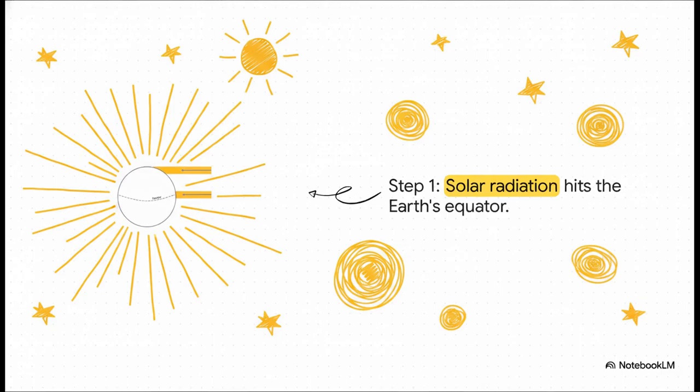Now, what's really interesting about this slide is how incredibly simple it starts. Instead of throwing a chaotic, full-blown global weather map at you all at once, we are starting with just step 1 of the Hadley cell. Boom! Just solar radiation hitting the Earth's equator.